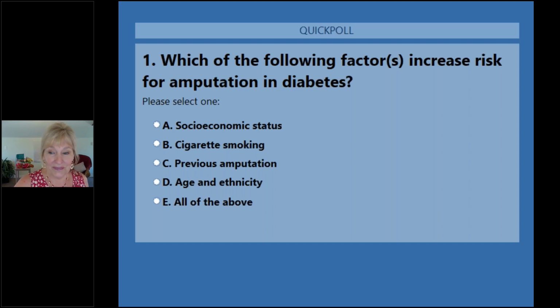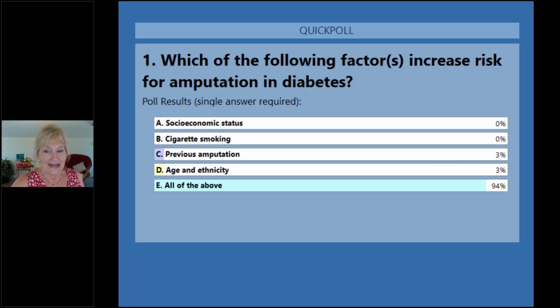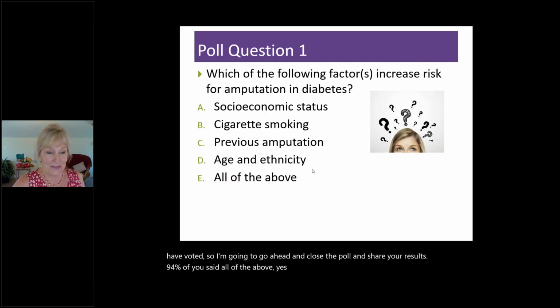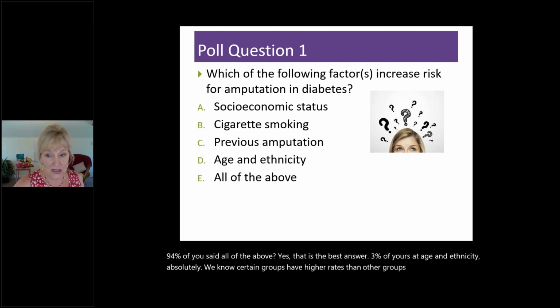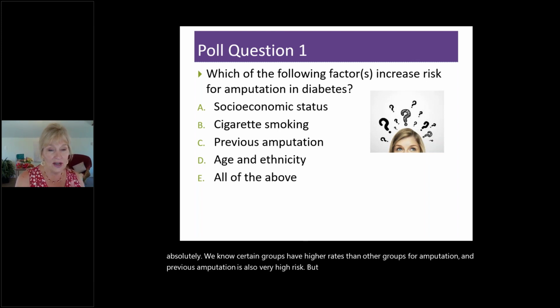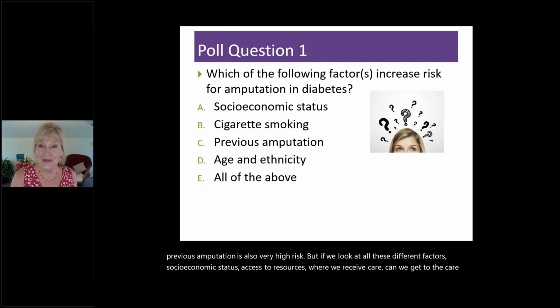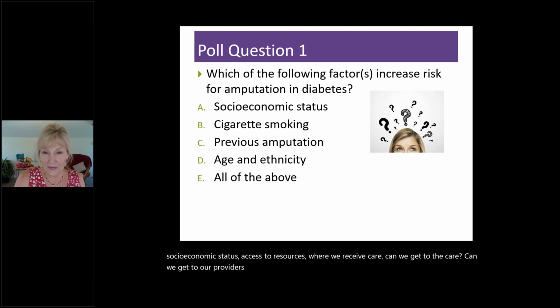Well, most of you have voted, so I'm gonna go ahead and close the poll and show your result. 94% of you said all of the above. Yes, that is the best answer. 3% of you said age and ethnicity. Absolutely, we know certain groups have higher rates than other groups for amputation. And previous amputation is also very high risk. But if we look at all these different factors, socioeconomic status, access to resources, where we receive care, can we get to the care? Can we get to our providers to receive the care that we really need?